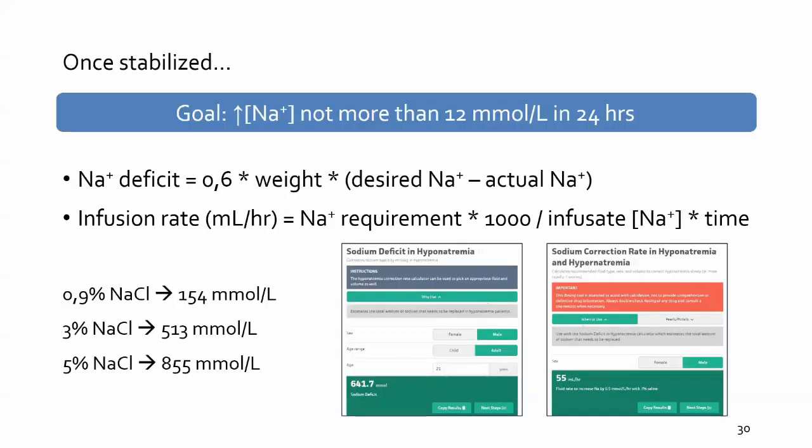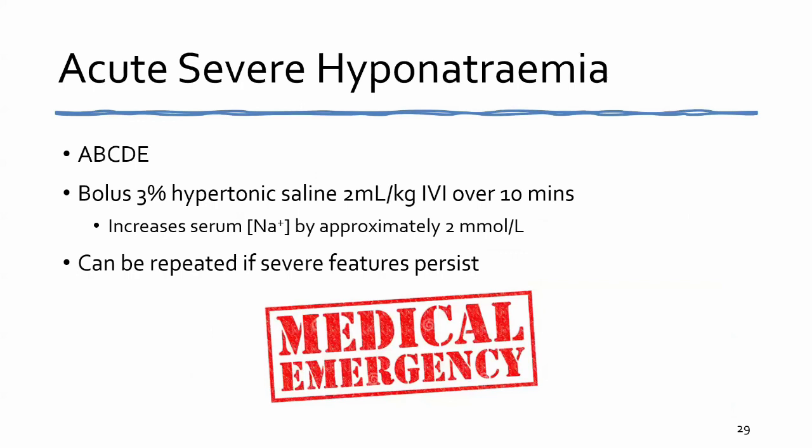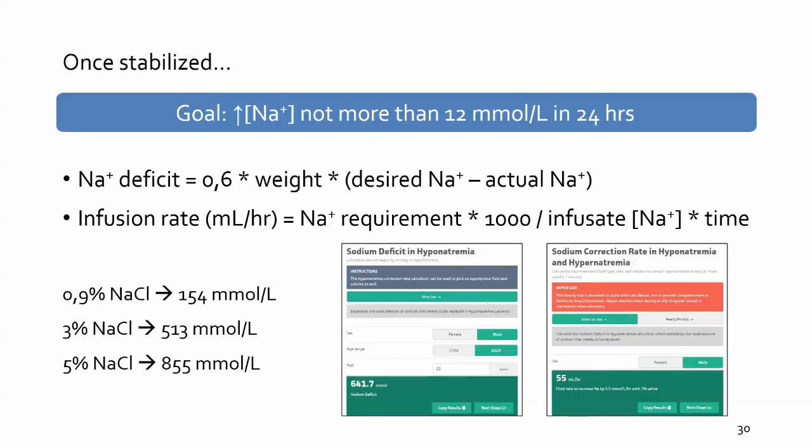Once the patient has been stabilized, now our goal is to increase the sodium concentration by not more than 12 millimoles per liter in 24 hours. Some literature says 8 millimoles, some says 10, but in general, definitely not more than 12 millimoles per liter in 24 hours. And whatever we have given in resuscitating the patient, let's say I gave 2 boluses and I increased the sodium concentration by 4 millimoles per liter, I now only have 8 millimoles per liter remaining for the rest of that 24 hours.